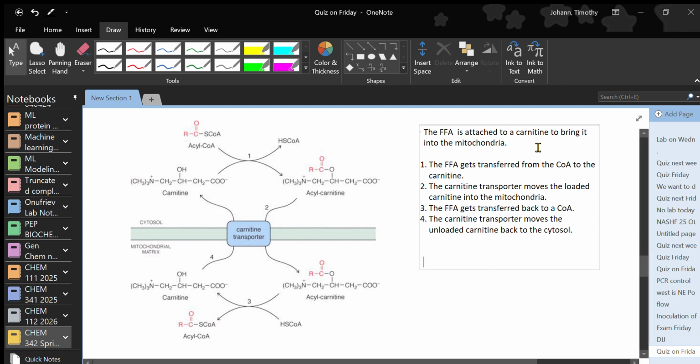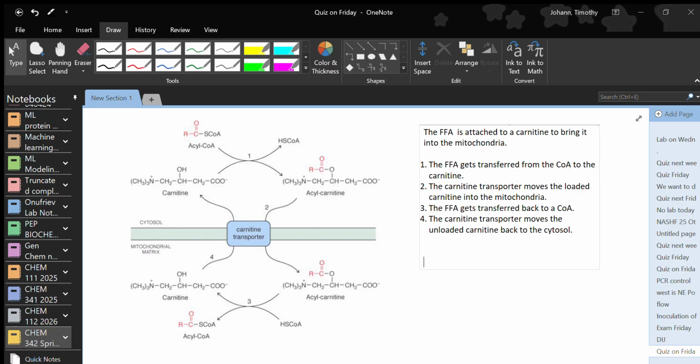Okay, so in terms of what I want you to know, you need to know the basic cycle above. You don't need to draw it. But you do need to recognize carnitine. Name it. Identify it as loaded or unloaded. Draw the other form.